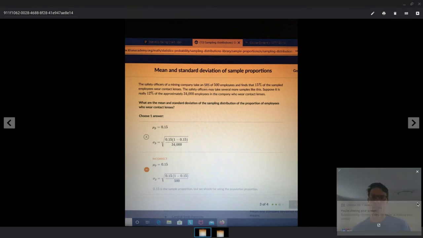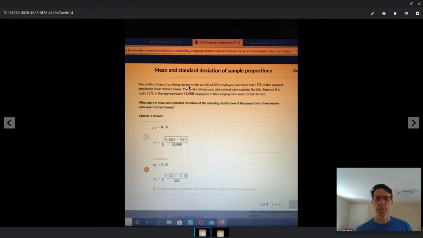I got this great question on mean and standard deviation of sample proportions. A safety officer of a mining company takes a simple random survey of 500 employees and finds that 15% of the sampled employees wear contact lenses. The officer may take several more samples like this. Suppose that really 12% of the approximately 34,000 employees in the company wear contact lenses. What are the mean and standard deviation of the sample distribution and the proportion of employees who wear them?